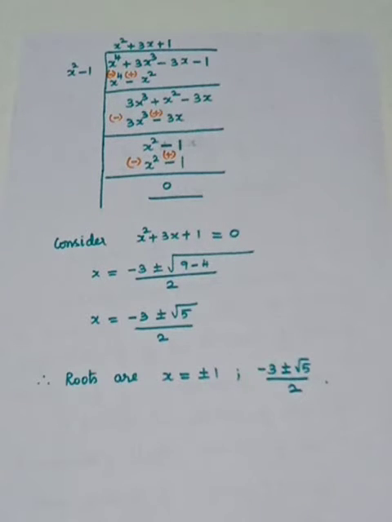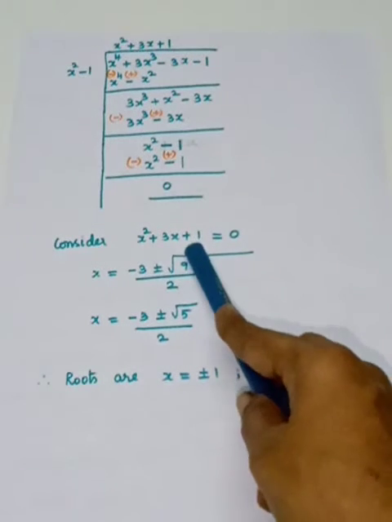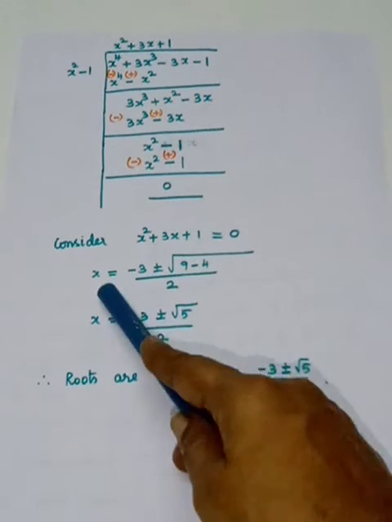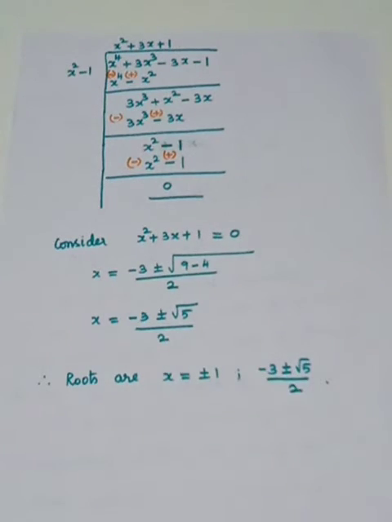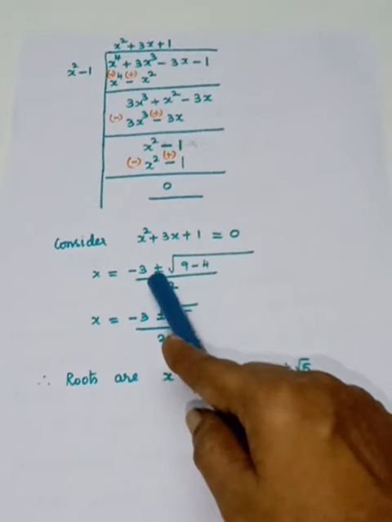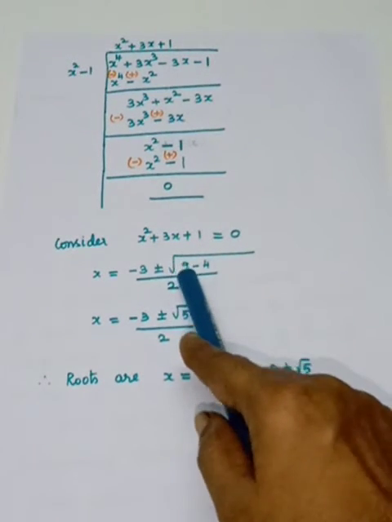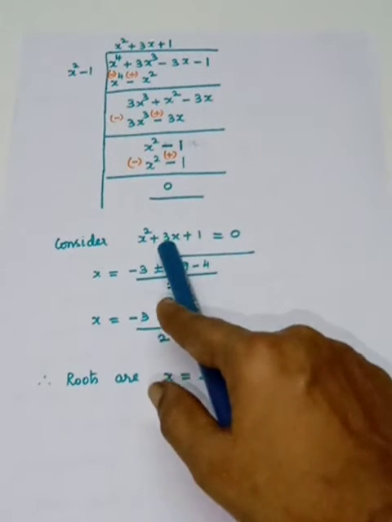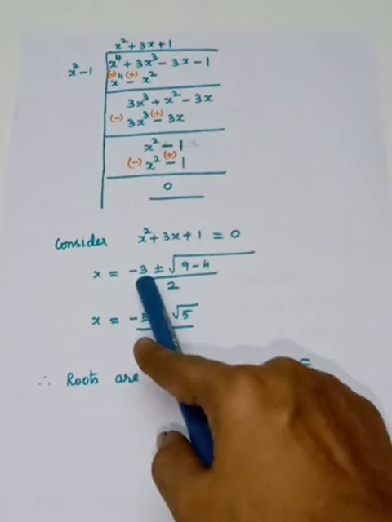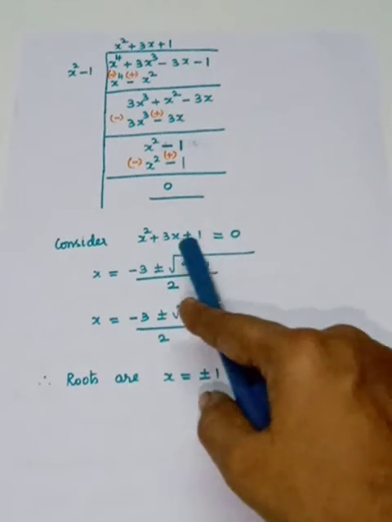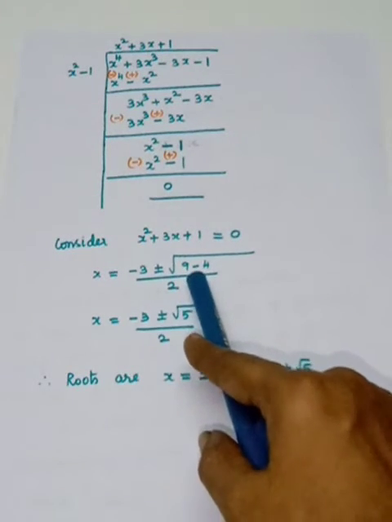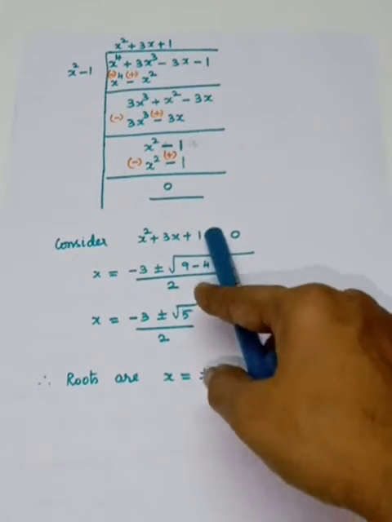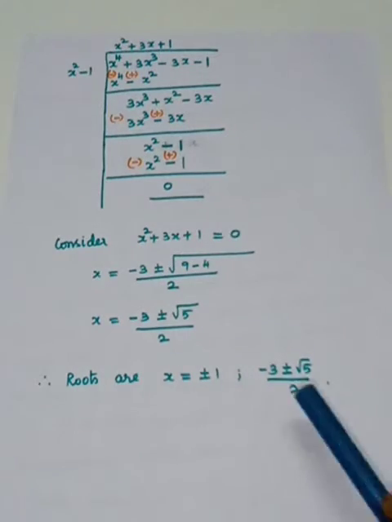So when you equate it to 0, you will get a quadratic equation in terms of x. So you have to use the formula. What is the formula? x is equal to minus b plus or minus square root of b squared minus 4ac. So your b is 3, so here minus b is minus 3, plus or minus square root of b squared, which is 9, 9 minus 4 into a coefficient also 1 and c also 1. So 9 minus 4, that is root 5.